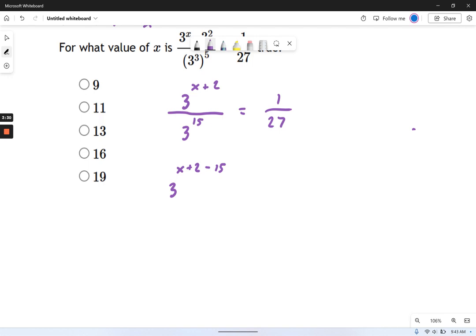Okay, so when you multiply exponentials together, you add their exponents. When you divide exponentials, you subtract their exponents. When you raise exponentials to other exponents, you multiply their exponents. Those are the 3 rules that are most useful.